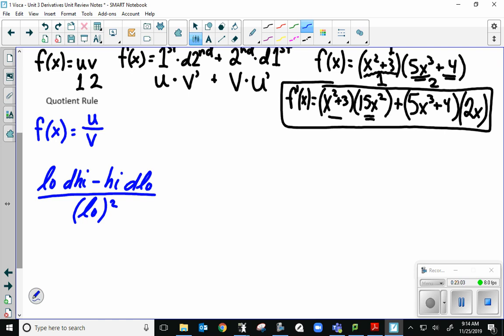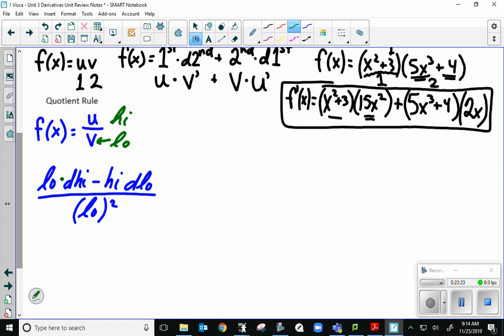If I were to switch this, if I were to put high d low minus low d high, draw a line and square below, that does not rhyme, so that is wrong. Okay? So what does this mean? That means I'm taking the low, that's LO. My denominator is the low, and I'm multiplying that times the derivative of the high.